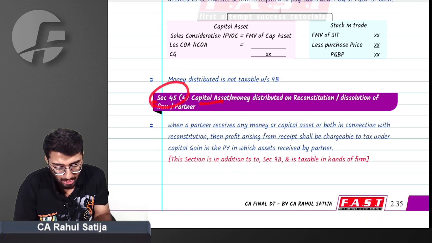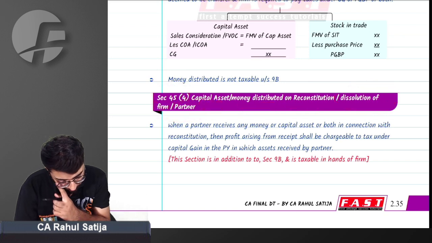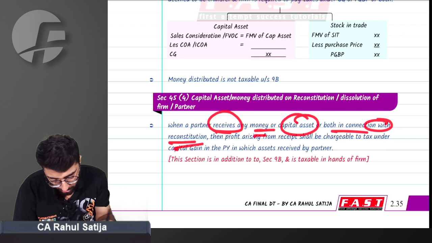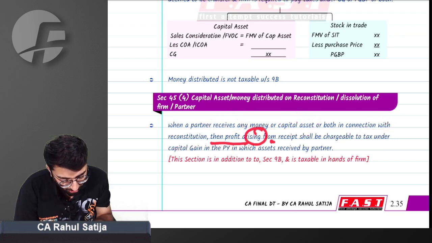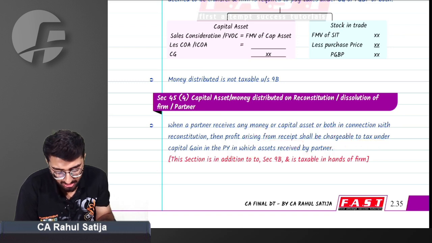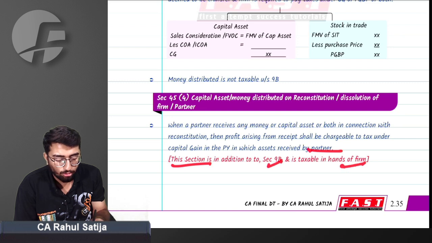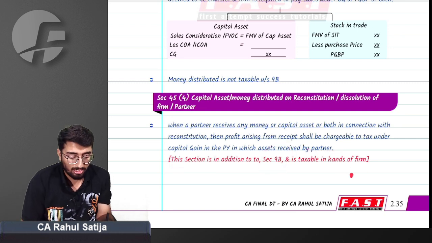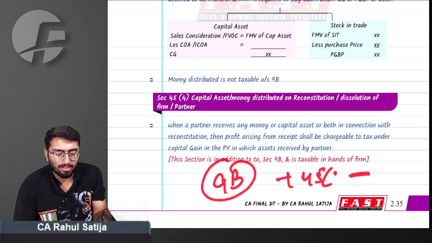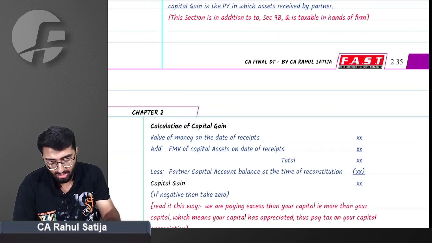Section 45(4). Capital asset, money distributed on reconstitution or dissolution of the firm to the partner. When a partner receives any money or capital asset or both in connection with the reconstitution of the firm, then profit arising from the receipt of such shall be chargeable to tax under the head capital gain in the year in which it is received by the partner. Section 45(4) is in addition to Section 9B, and it is taxable in the hands of the firm. That means even if 9B is applicable, 45(4) is still applicable. So it implies a single transfer is taxed twice in the hands of the firm.